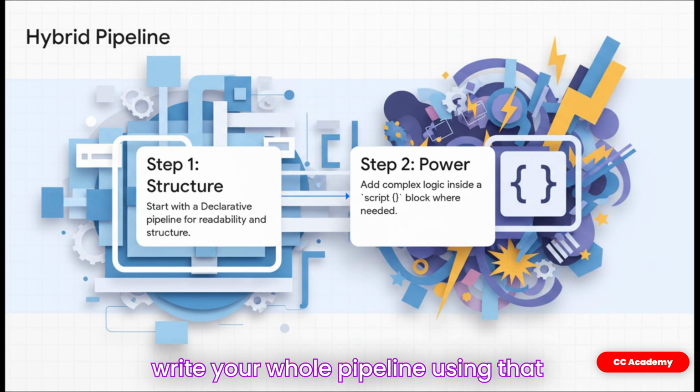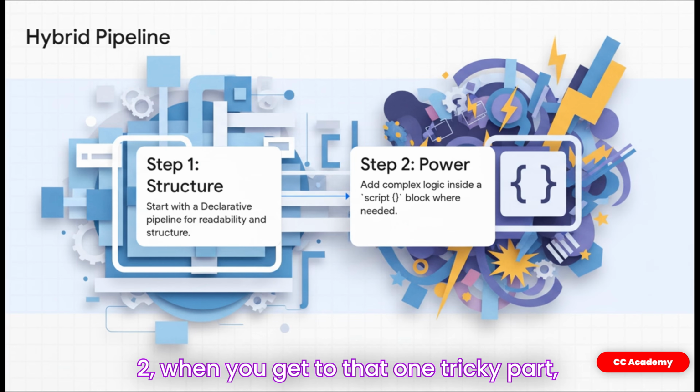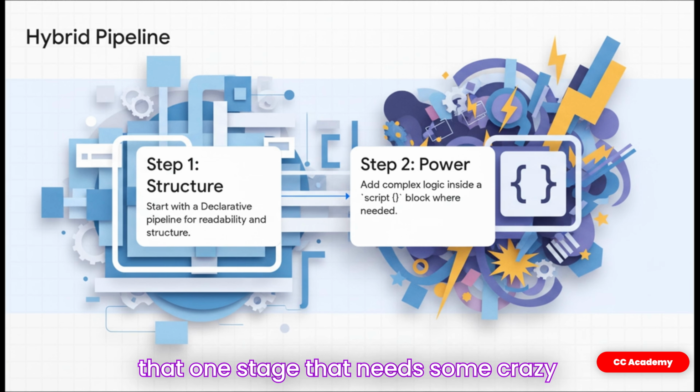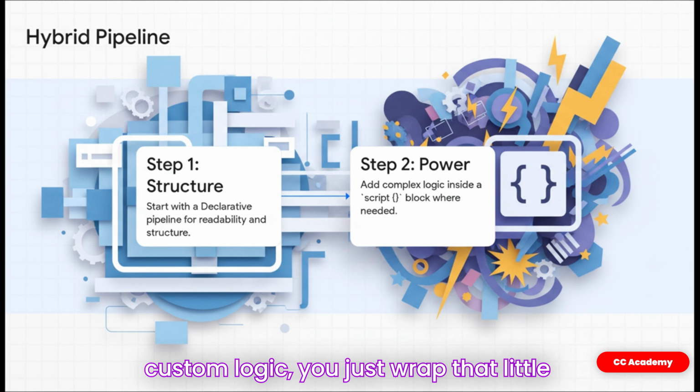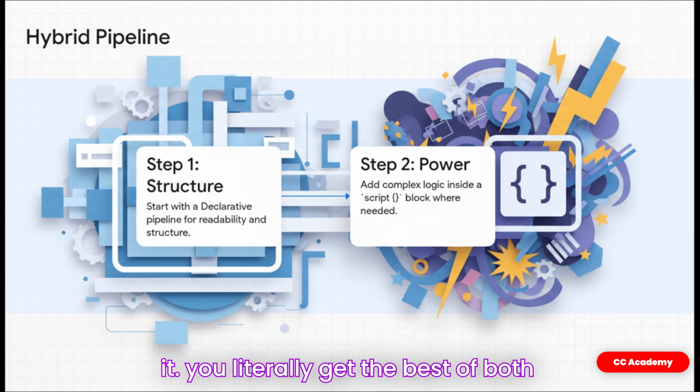Step 1, write your whole pipeline using that nice, clean declarative structure. Step 2, when you get to that one tricky part, that one stage that needs some crazy custom logic, you just wrap that little piece of code in a script block. That's it. You literally get the best of both worlds.